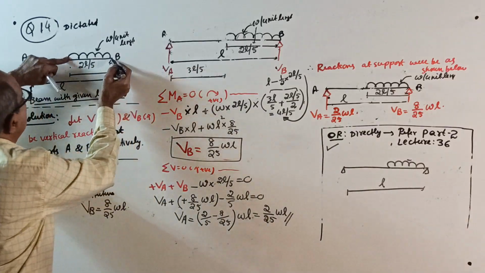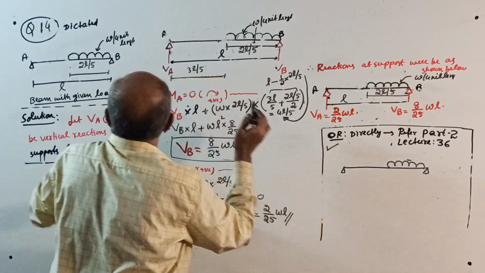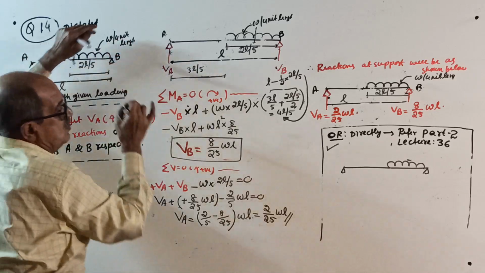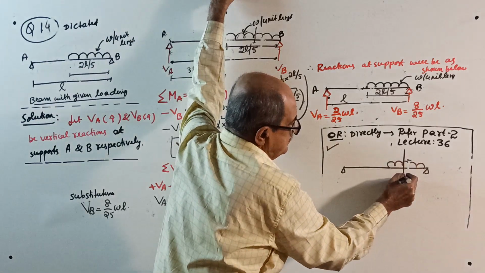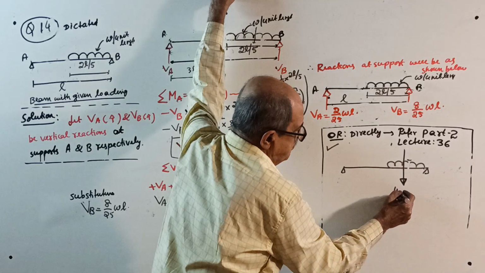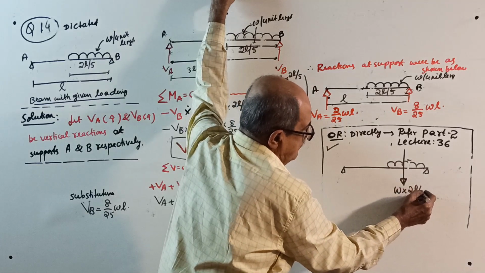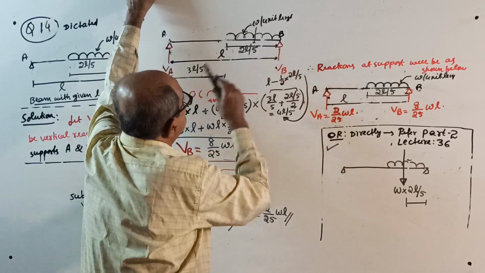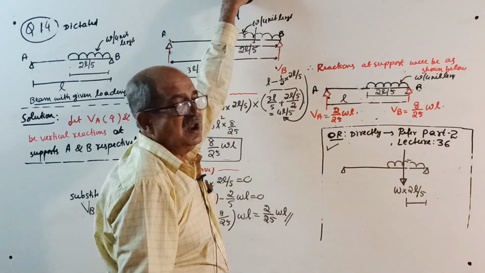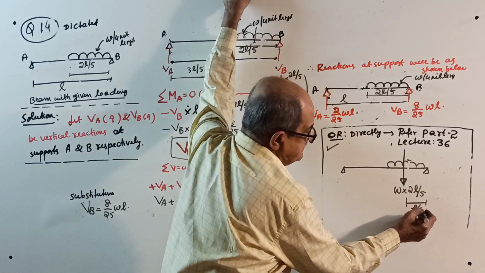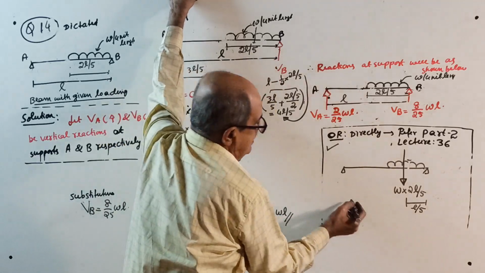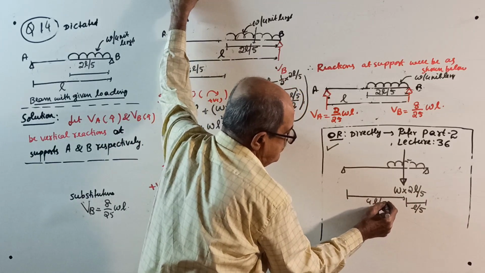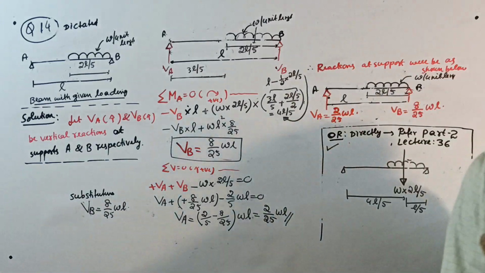Span L, actually span L also is not required, you can write later. If you load by W per unit length for 2L by 5, the magnitude of the total load will be equal to W into 2L by 5. Now, it is acting from here at a distance of half of 2L by 5. Half of 2L by 5 is L by 5. That much common sense is required. If that is L by 5, this will be 4L by 5. 4L by 5 is that distance.